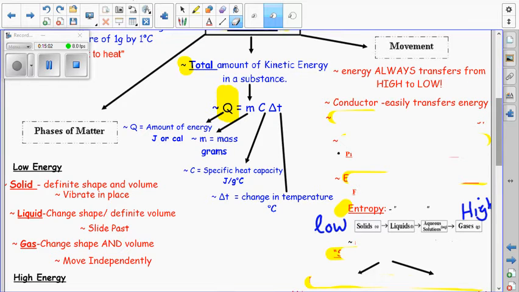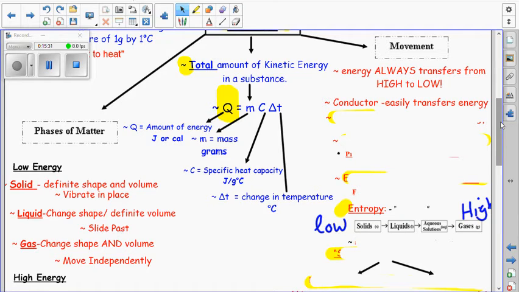Remember, conductors easily transfer energy. So if Austin were to grab the wooden leg of his table, it wouldn't feel that cold, but if he grabbed the metal leg of his chair, it would feel very cold. Why does the chair leg feel colder than the wooden leg? Because the heat leaves my hand faster. It's the conductor. That's exactly right.